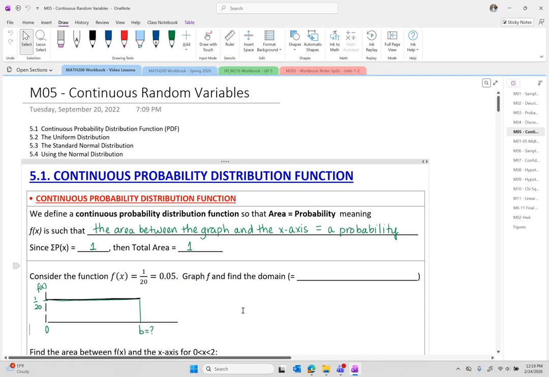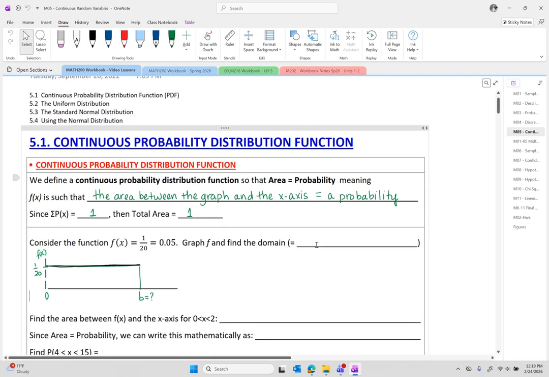So, a continuous probability function pertains to a numerical and continuous variable. We define the continuous probability distribution function in a way that the area between the curve and the x-axis equals the probability. So we have a function f, and f of x is such that the area between the graph and the x-axis equals a certain probability of values. And since the sum of all the probabilities of the values of the variables in the sample space has to equal 1, the total area has to equal 1.